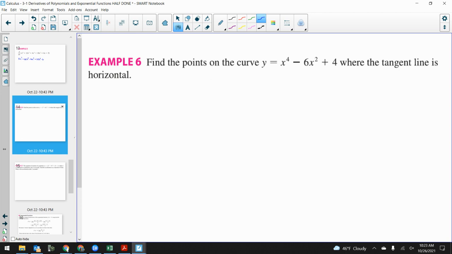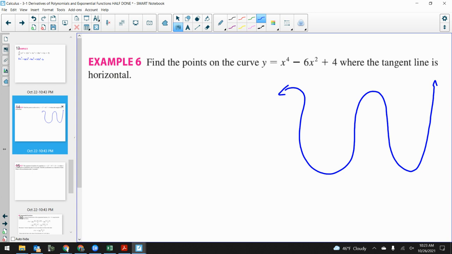So now let's expand on that. Find the points on the curve of x to the 4th minus 6x squared plus 4, where the tangent line is horizontal. Ooh, that's kind of interesting. Where the tangent line is horizontal. Now, let me think about something. No matter what the function looks like, weird, right? Where are the tangent lines horizontal? Where are the tangent lines horizontal of this function?